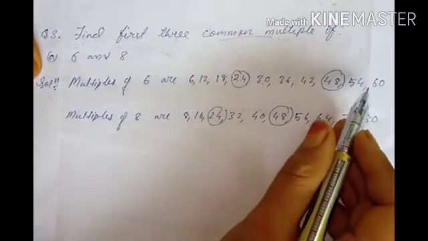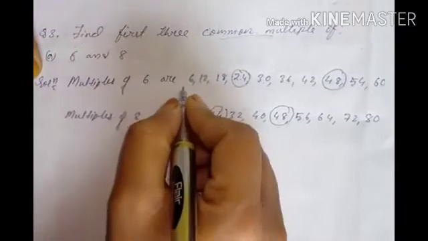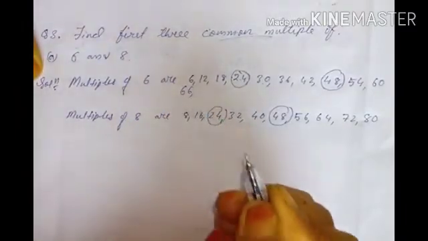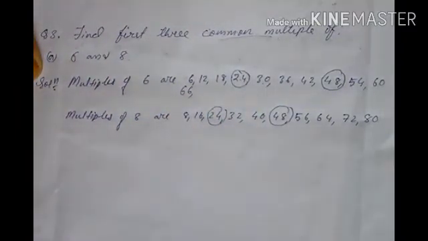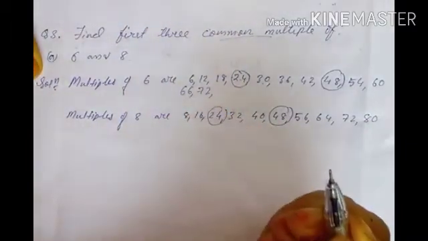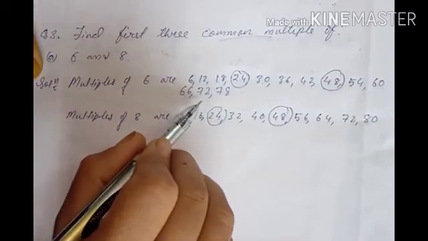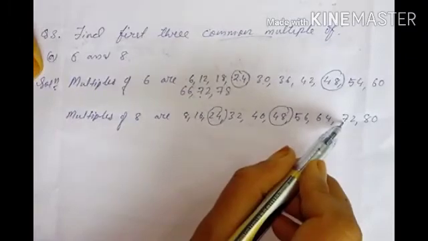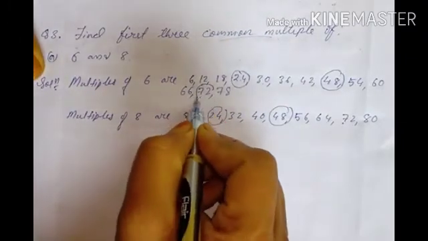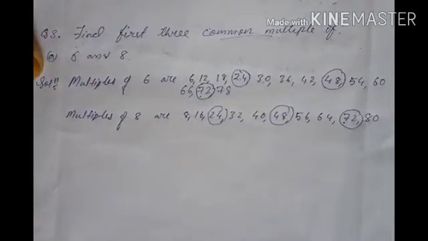Now 60. If you write more of the table, 6 into 11 you will get 66, isn't it? Now 6 into 12 you will get 72. Now 6 into 13 you will get 78. Now you can see, did you notice, here 72 and here we already got 72. That means we have got another common multiple also, that is 72. We have to find only 3, isn't it?